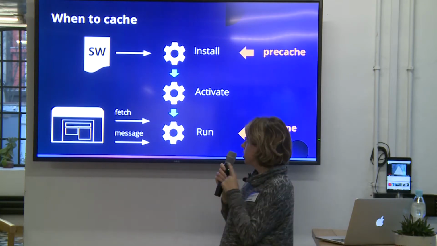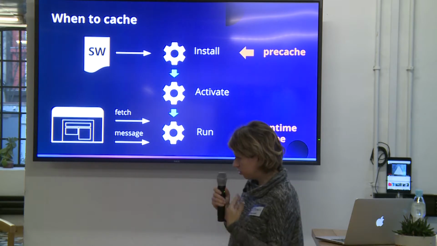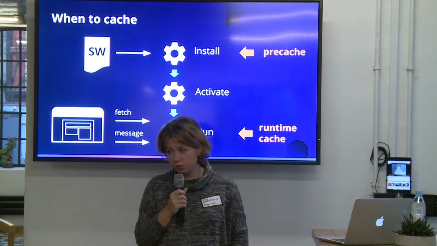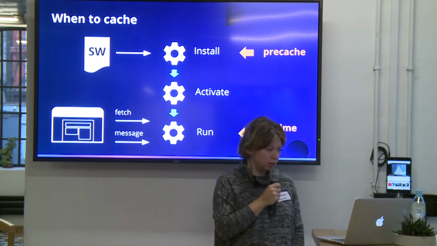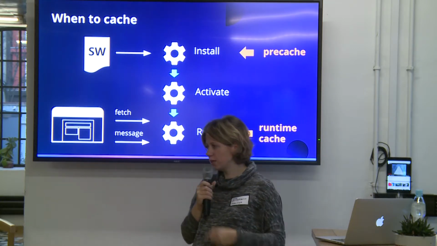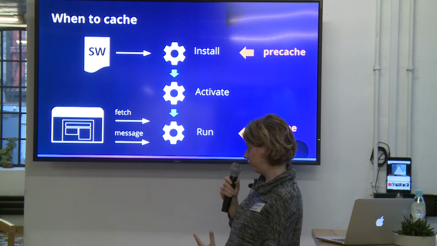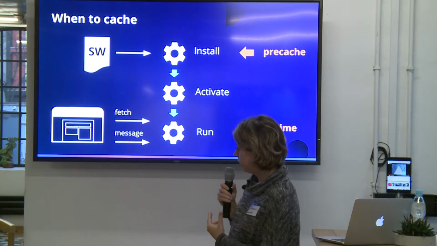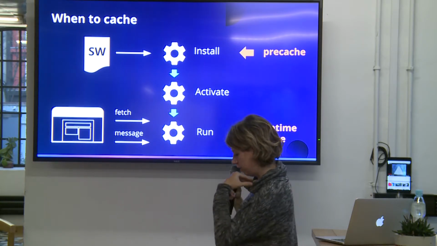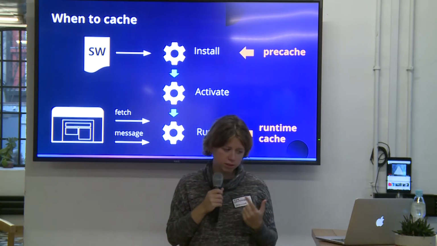So in these two places, in the install event and during the runtime of the application, that's usually where we cache resources, and they differ a little bit. In the first case, we call it pre-caching, like caching ahead of time during install. And then when you do it once it's already running, we call it runtime caching.